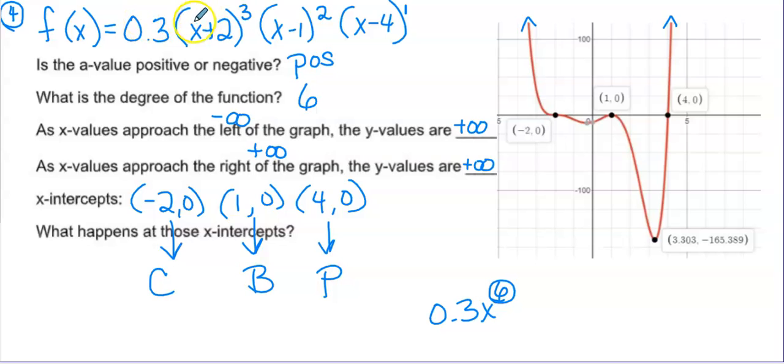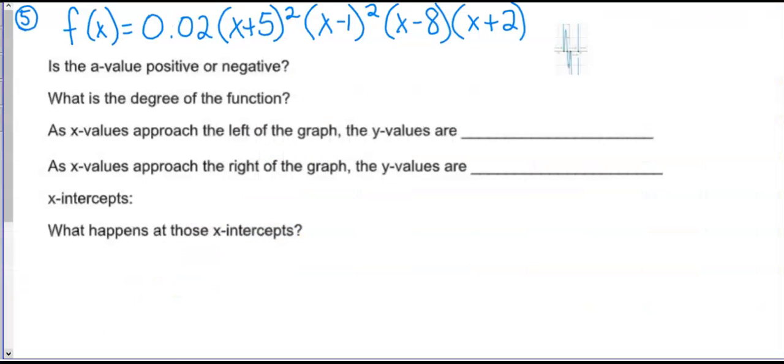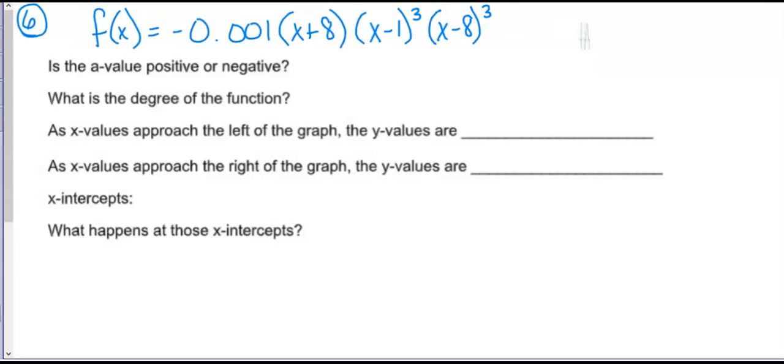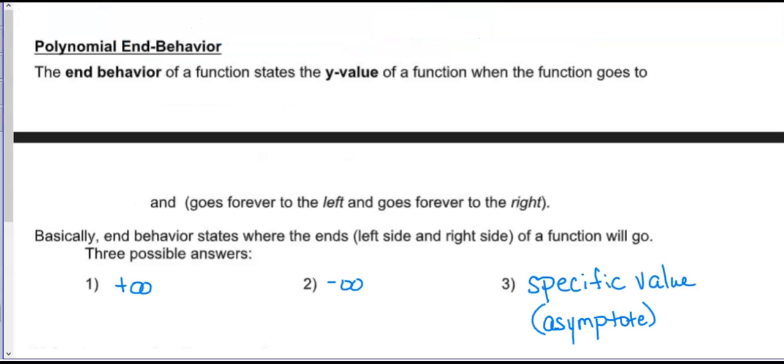So being in factored form means you add the exponents together. If it's in standard form, so if you got a bunch of this kind of stuff, then you look at the highest degree. You don't add them all together if it's in standard form. All of these have been in factored form. What I want you to do is numbers 5 and 6 on your notes. Before you come to class, I want you to graph those on Desmos, and I want you to answer these questions about those.